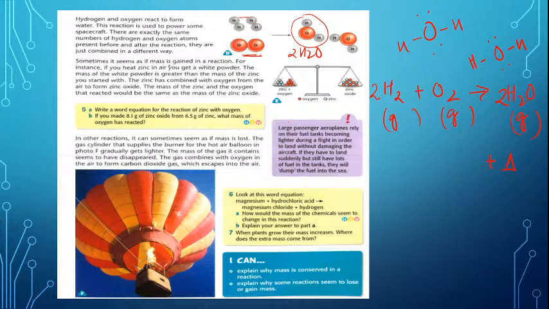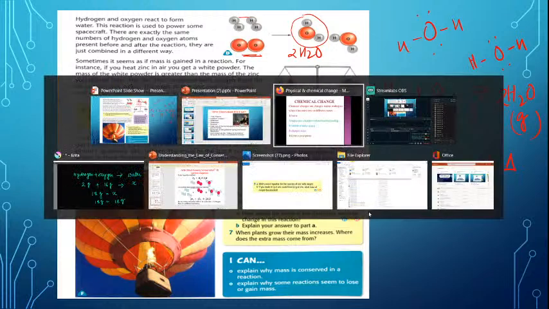Sometimes mass is gained in a reaction. For instance, if you heat zinc in air, you get a white powder. It means initially you have taken only zinc, but once you heat it, mass is added, because oxygen is present in the air. The oxygen in the air is going to combine with the zinc. So what will be the reaction in this case? Let's see what reactions are going to take place, and let's write those reactions.